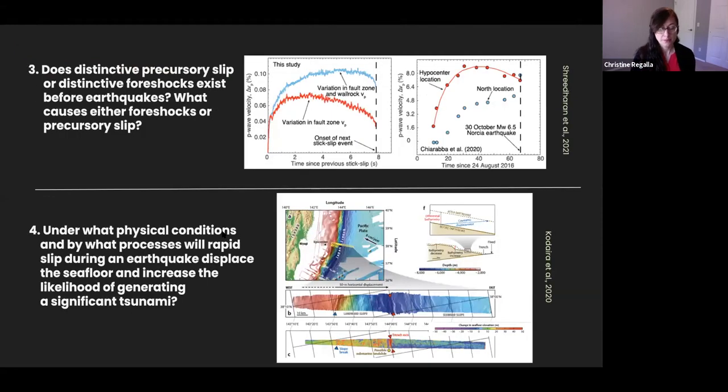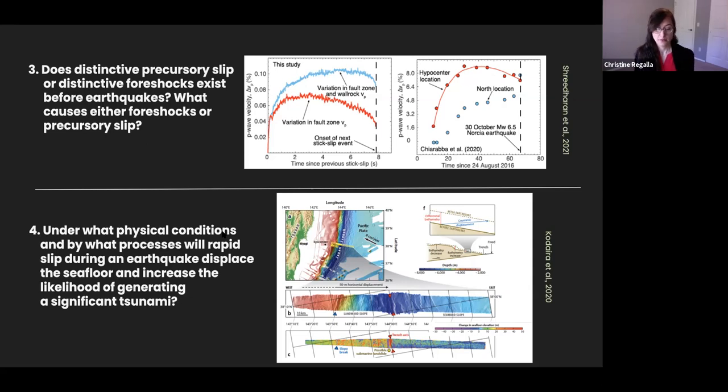Our third question is, does distinctive precursory slip or distinctive foreshocks exist before earthquakes? What causes either foreshocks or precursory slip? And this deals with understanding the transient processes that may occur before slip events.